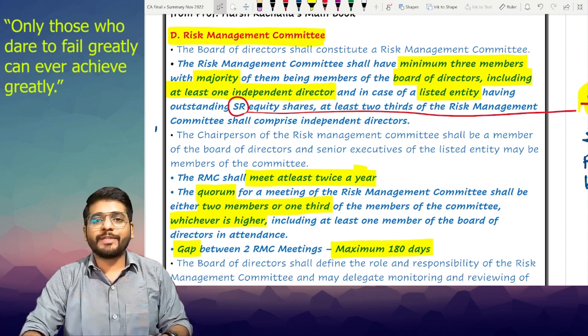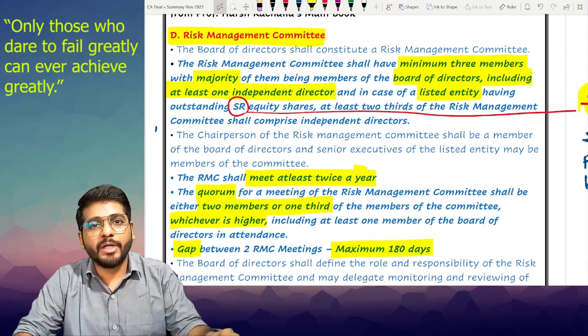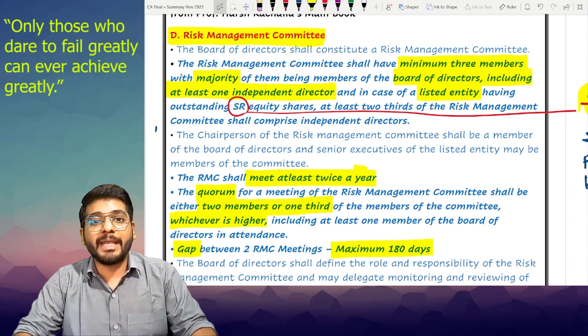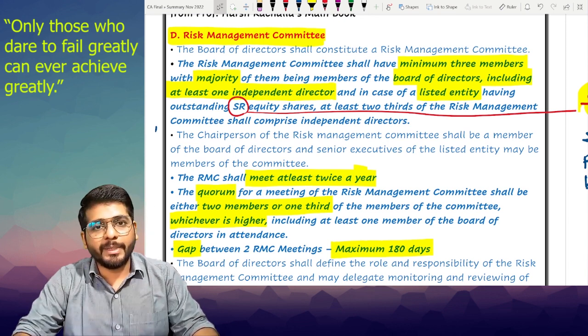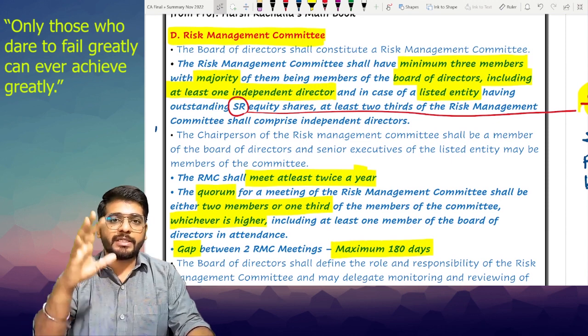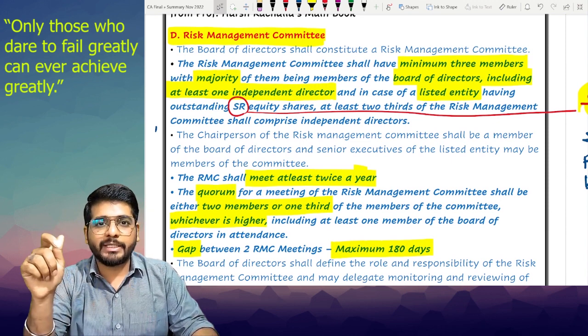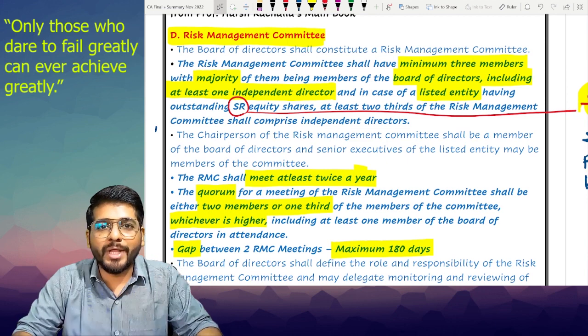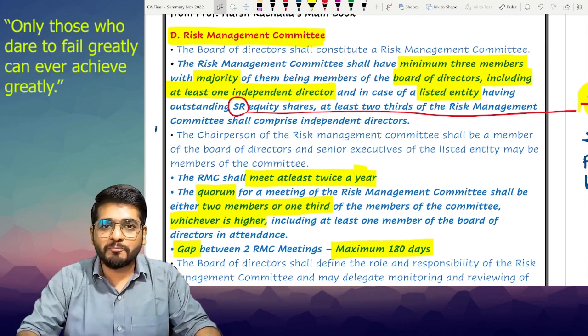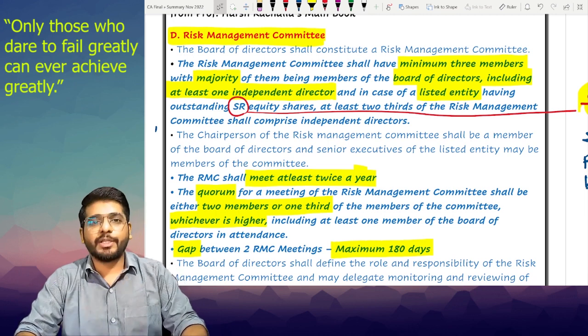All right. What is the change? What is the amendment? Let's have a look over here. Risk Management Committee is what they are talking about. So in the Risk Management Committee, you can see on the screen, my dear friends, there are some matters which are highlighted. There are some matters which are bold and italic. The bold and italic portion is the amendment. All right. Now, what is this Risk Management Committee?